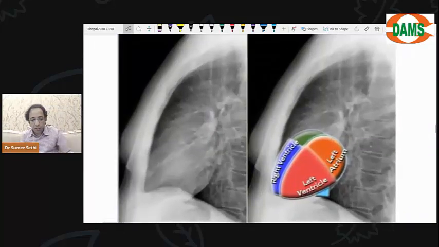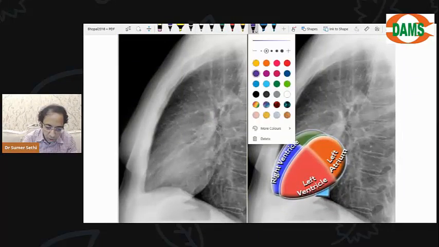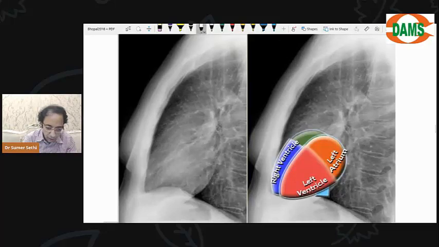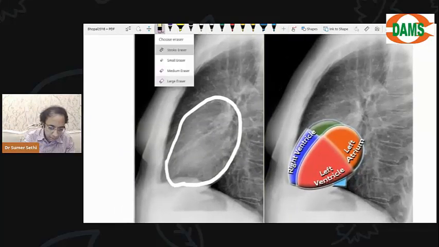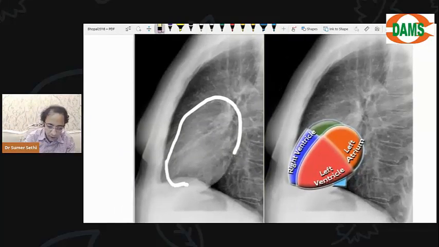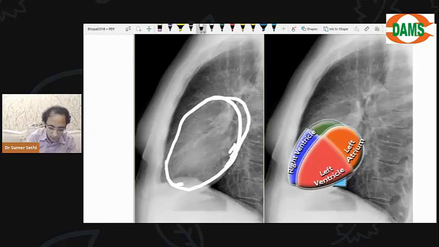Now, if I ask you on a lateral view, things are very simple to understand once you understand the orientation of the heart. Everybody notice, heart is placed like this. Okay, heart in the chest is placed like this. Okay, let me make it slightly better.